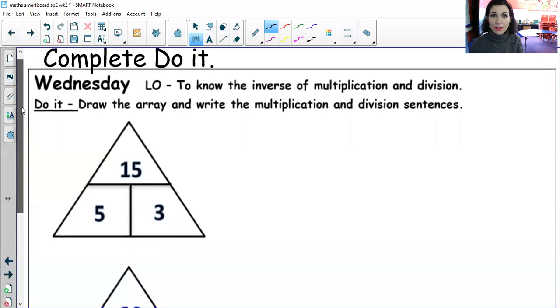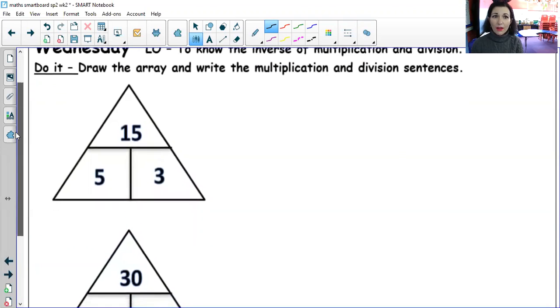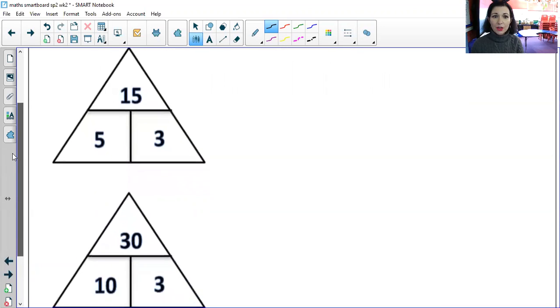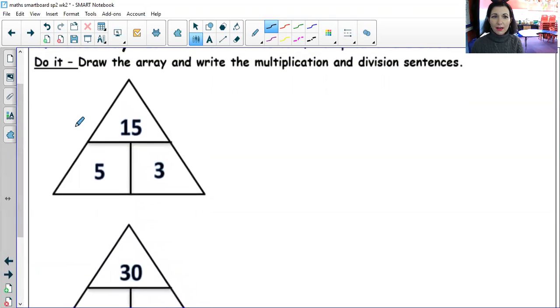Okay, so I would like you to get your worksheet out now, and I'd like you to have a look at Wednesday. Okay, now you've got 2 number triangles there. So just think, you've got your divided by signs here and your multiplying signs here. What you're going to be doing is write both multiplication sentences and both the division sentences and draw an array. Okay, so pause your video now.